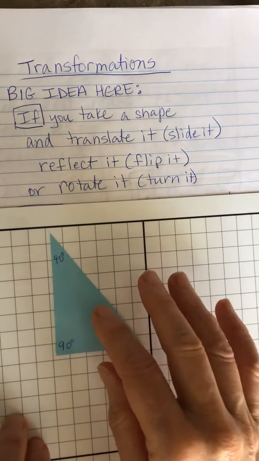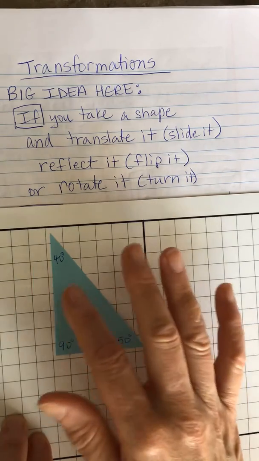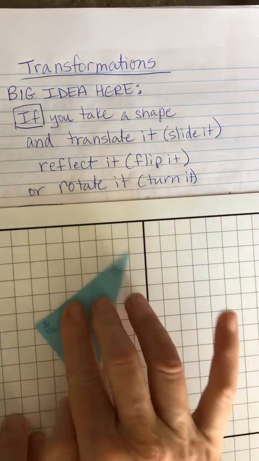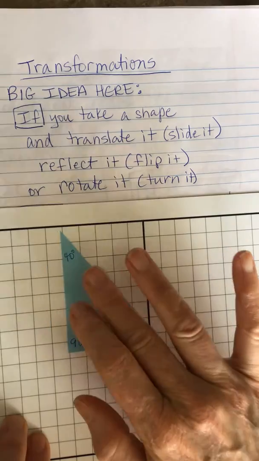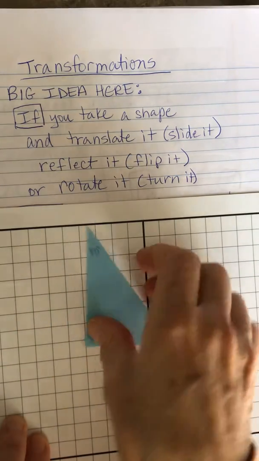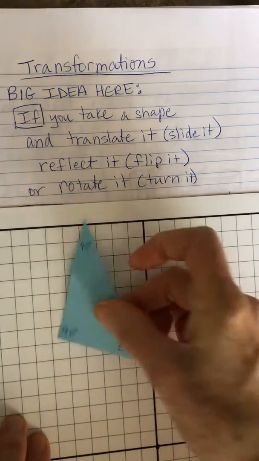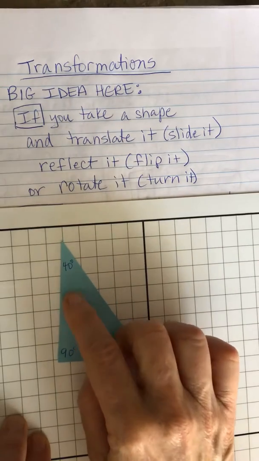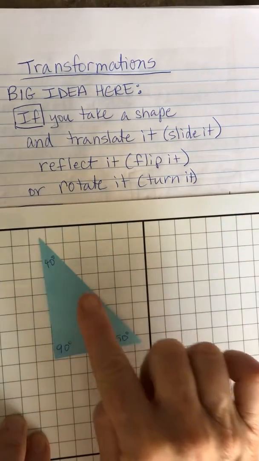I like to talk about it like it's a glass of water. If you turn the glass, it's going to spill. And of course, if you flip the glass, it can spill. So translating it just means to slide it.